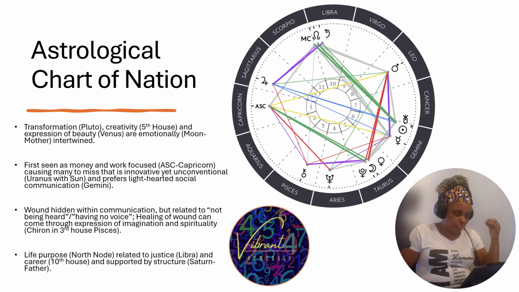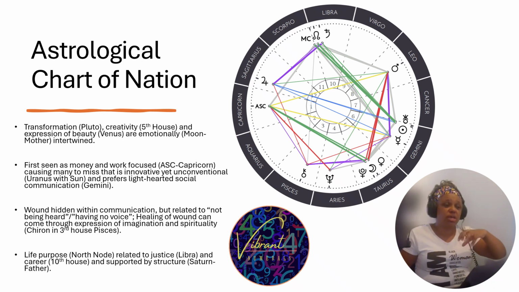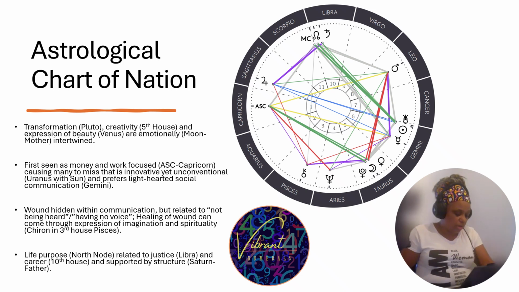And so this is letting us know that the transformation that the African American nation is bringing into the world is closely tied to creativity and the expression of beauty. And even within there, there are lots of emotions in everything that's done. But that emotional state is supported by the energy of mother. And so we see the energy of mother very much so when we're thinking about the transformation, not only within the nation, but what ripples out to all collectives from this nation.